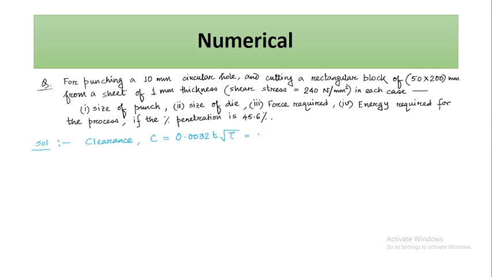Now if we put the values, it will be 0.0032 into thickness, that is 1 mm, root over shear stress, that is 240 Newton per millimeter square. So we will get the clearance. The clearance will be 0.04957 mm. This one will be the clearance.